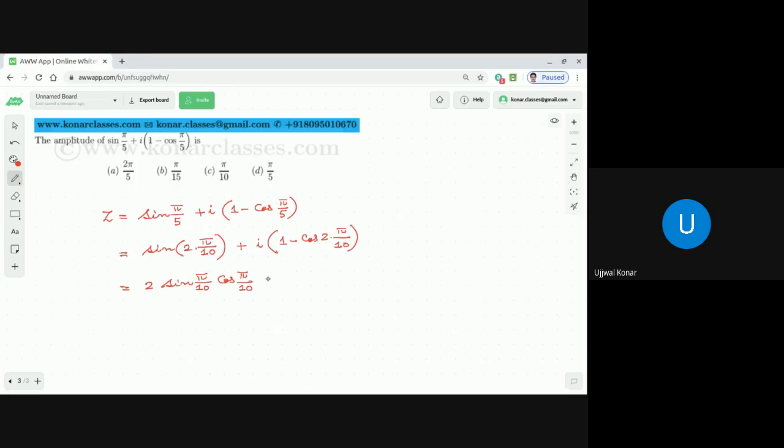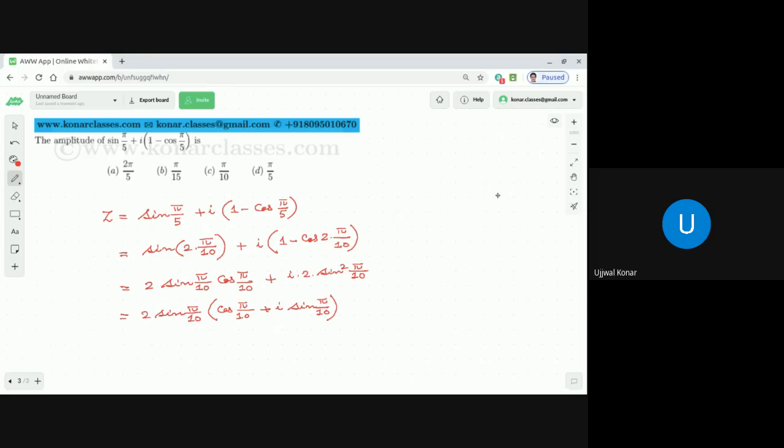If you recall the formula of sine 2 theta, 2 sine theta cos theta, and 1 minus cos 2 theta is equal to 2 sine square theta. So that is equal to i into 2 into sine square pi by 10. So what we can take from here is that you can take 2 sine pi by 10 common. If you take 2 sine pi by 10 common, what are you going to get? You are going to get cos of pi by 10 plus i sine pi by 10.